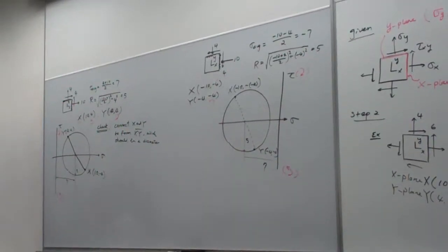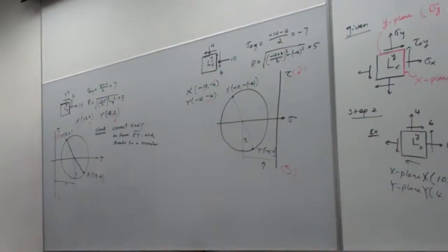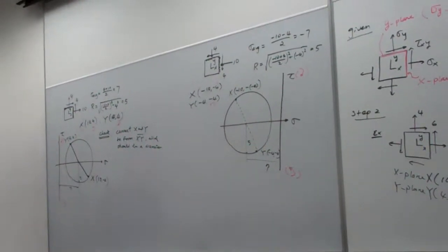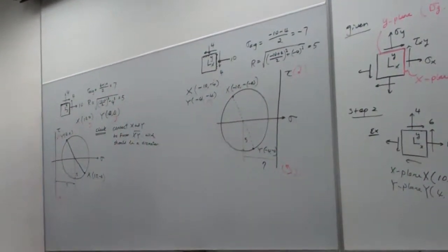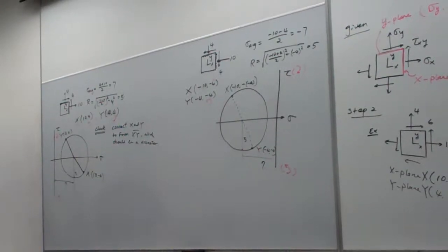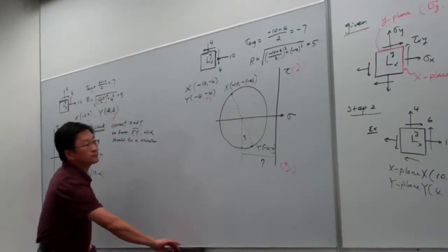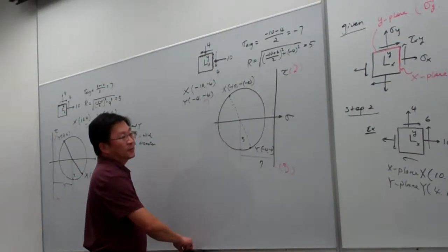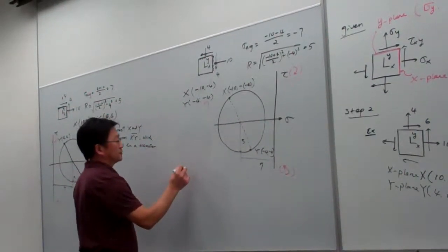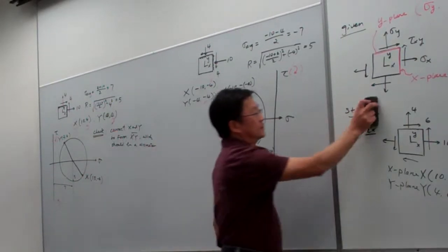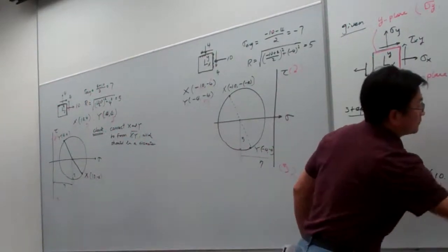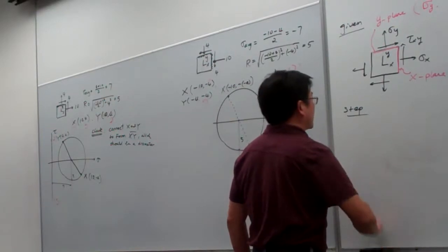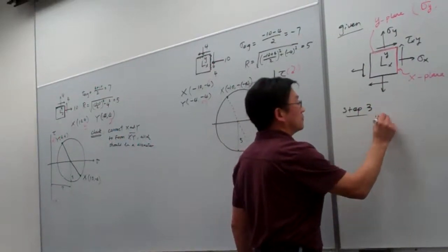And now with the Mohr circles being placed, those are the first step, and you have to label those things correctly. Then we can go to step 3. Step 3 is, let me write it out here. Step 3 is to use the Mohr circle.